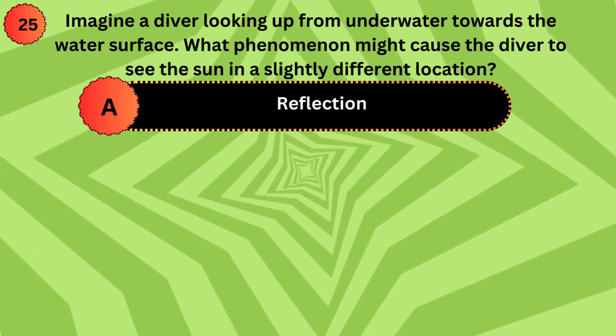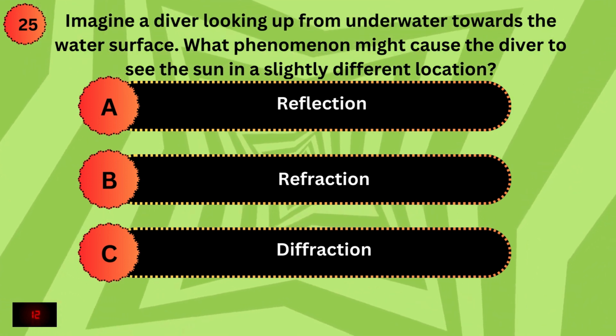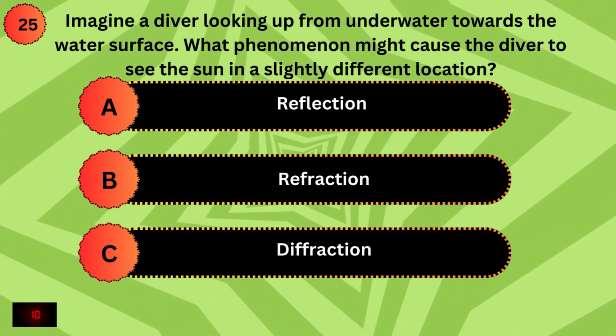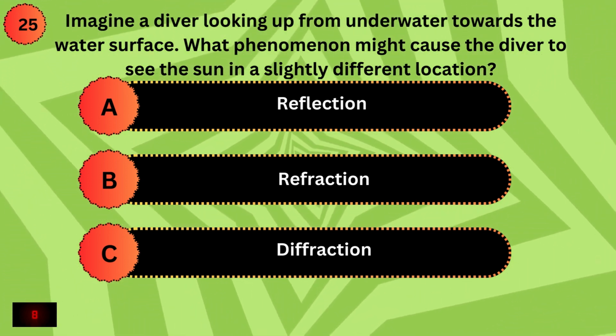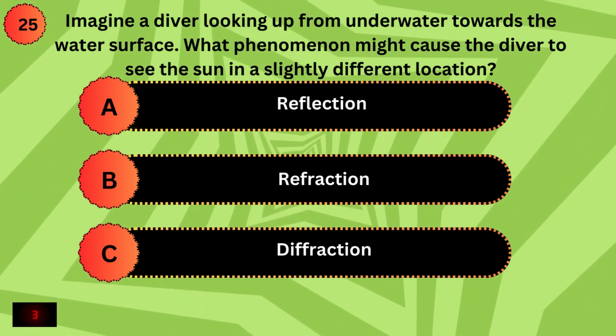Imagine a diver looking up from underwater towards the water surface. What phenomenon might cause the diver to see the sun in a slightly different location? A. Reflection. B. Refraction. C. Diffraction.